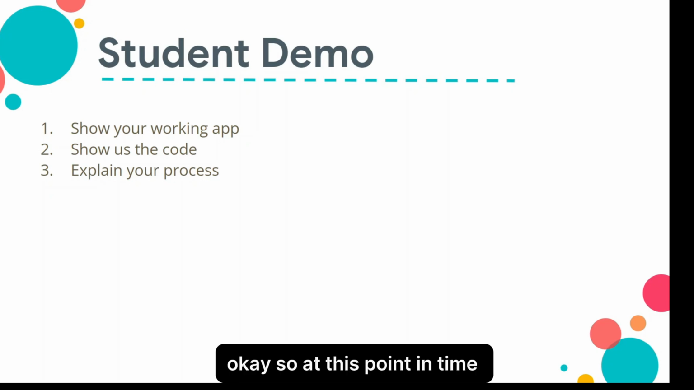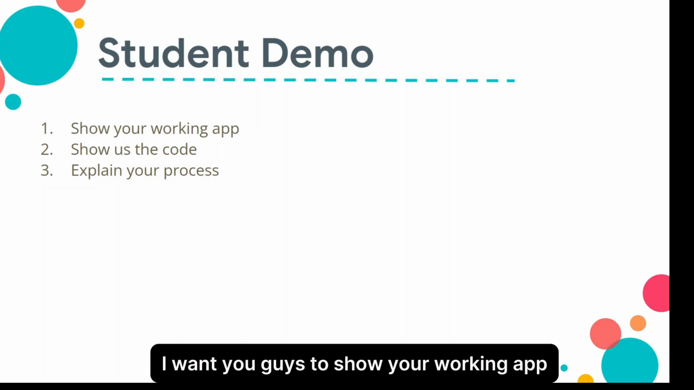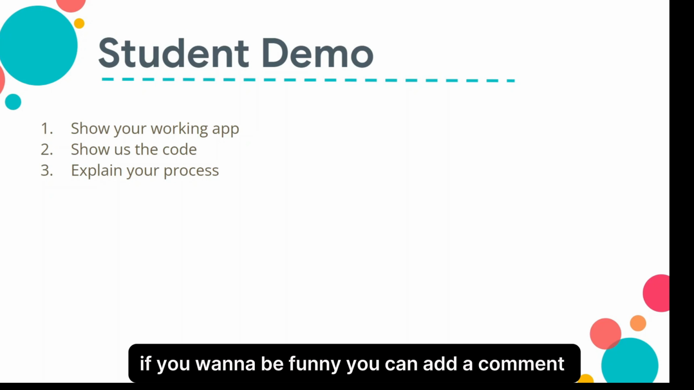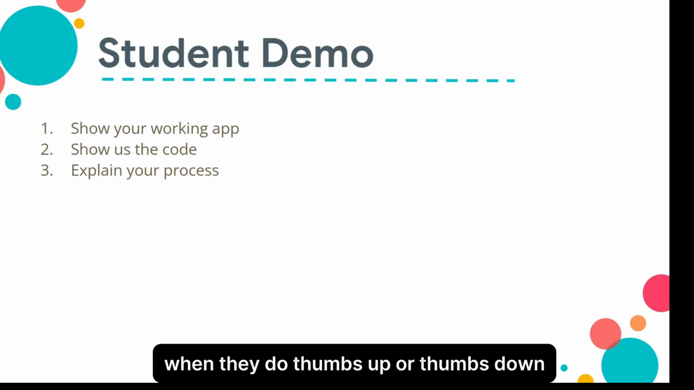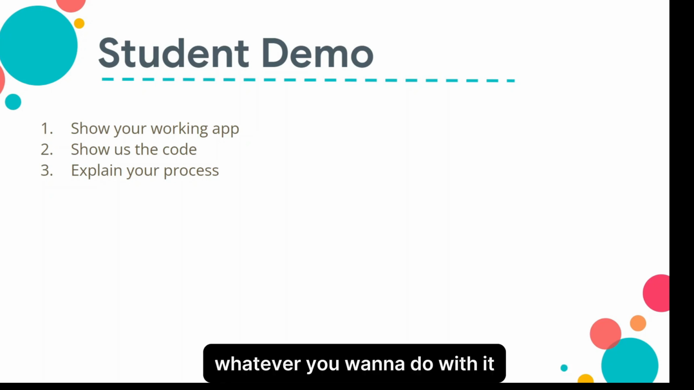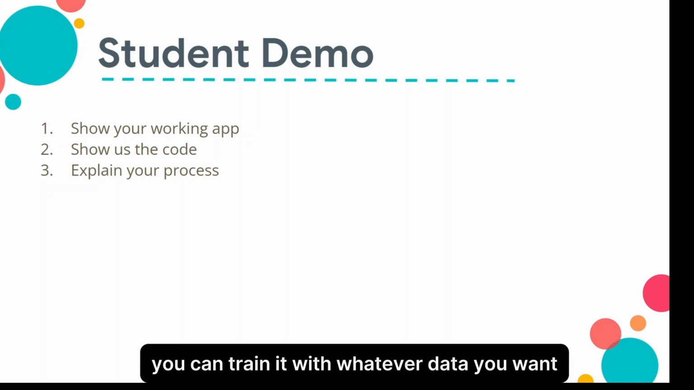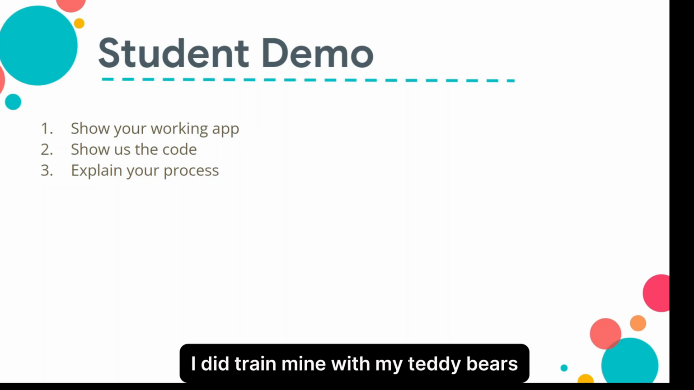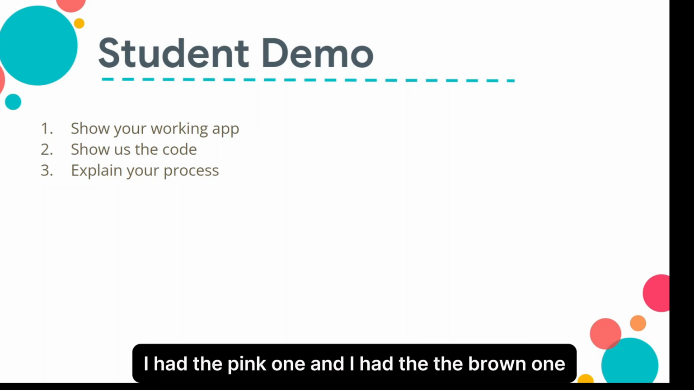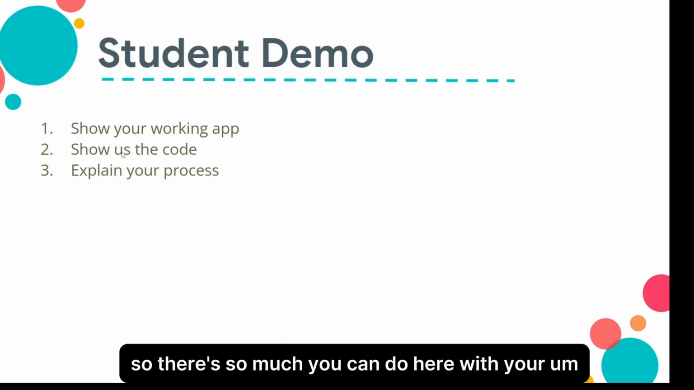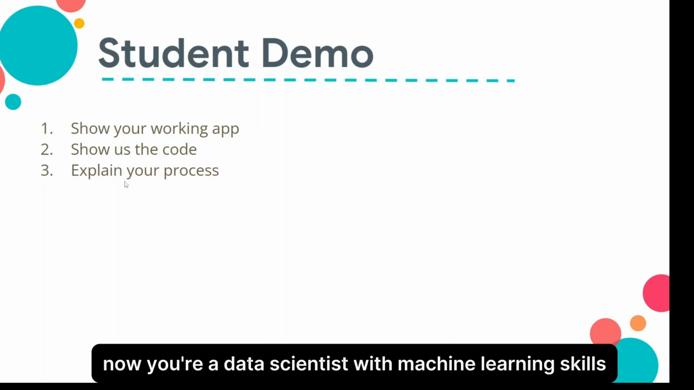Okay, so at this point in time, I want you guys to show your working app. This is an app. Go up, show it to somebody else. If you want to be funny, you can add a comment when they do thumbs up or thumbs down. Whatever you want to do, the world is your oyster. You can train it with whatever data you want. I did train mine with my teddy bears. I had the pink one and I had the brown one, and I just did all kinds of things. So there's so much you can do here with your new skill. Now you're a data scientist with machine learning skills.